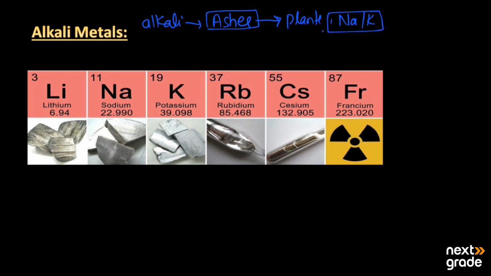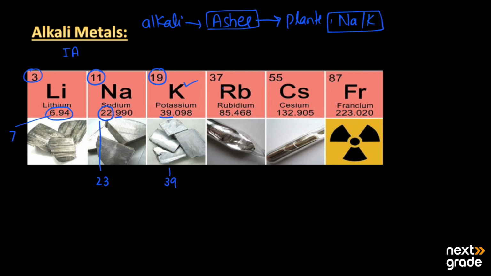The alkali metals include lithium, whose atomic number is 3 and its mass number is 6.94, so we can also write it as 7. Second element of alkali metals from group 1A, sodium, symbol is Na, atomic number is 11 and its mass number is 22.9, so we can also write it as 23. Then we have potassium, its atomic number is 19, symbol is K and its mass number is 39.09, so we can write it as just 39.